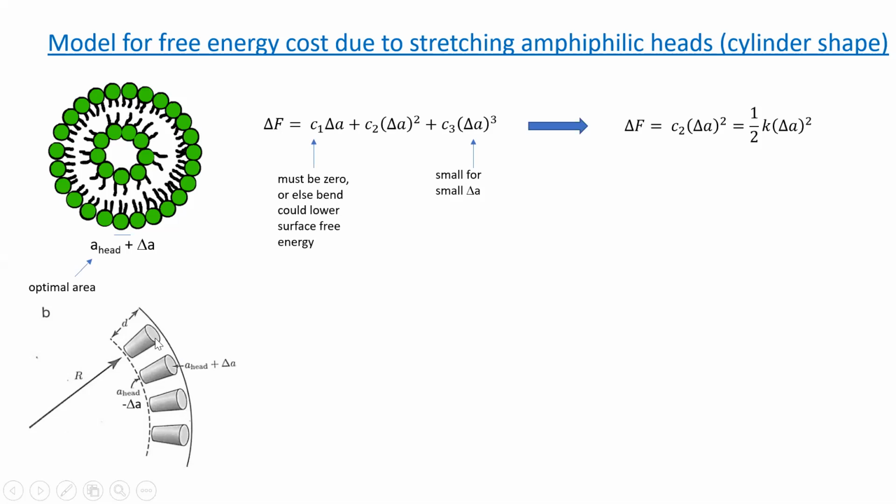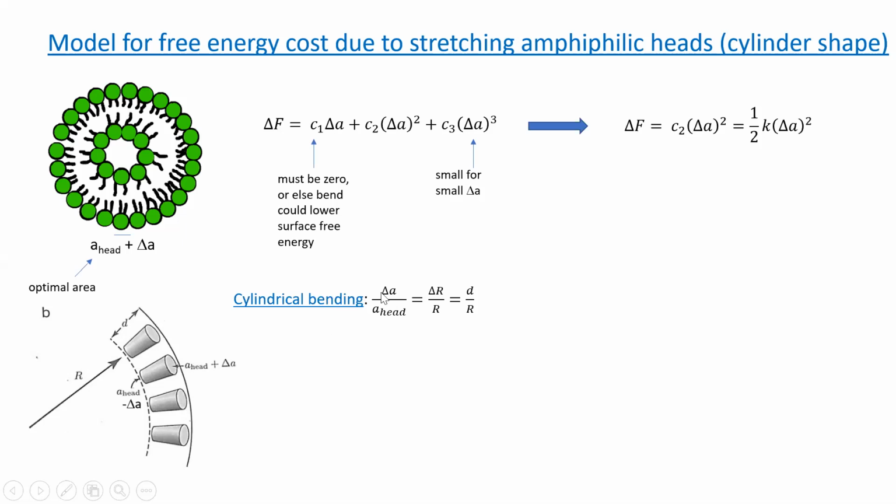Only the direction along the circumference of these cylinders is getting lengthened. The direction perpendicular here is not getting lengthened. So we can say that for this cylindrical bending, the ratio of delta A over A head is just going to be equal to the ratio of delta R over R, because this perpendicular dimension stays the same.